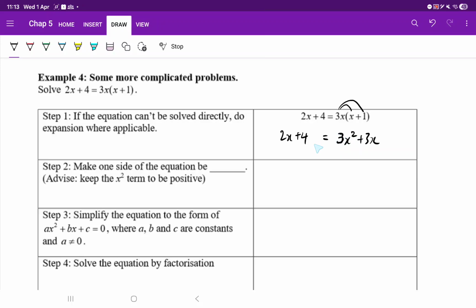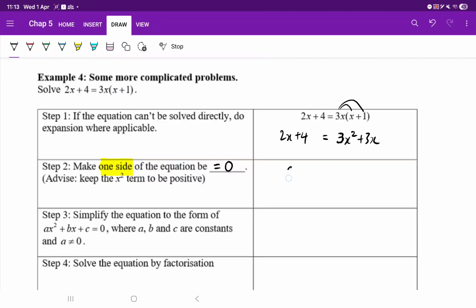After that, I need to make the right hand side 0, right? So these terms should go over to the other side. Okay, so make one side of the equation to be equal to 0. Now you see this step 2, I actually wrote down one side only. I never specify it must be the left hand side or the right hand side, meaning any side also can. So for this question, some of you don't like to bring this to the left because it becomes negative. Some of you prefer to bring the 2x to the right. That is okay. So let me show you.